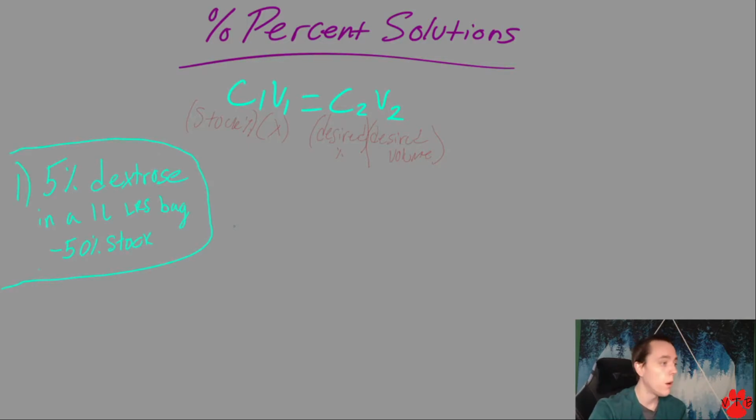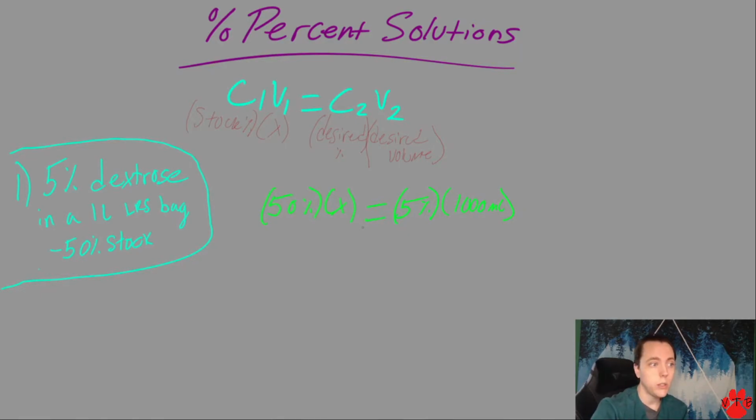Alright, the classic problem. We want 5% dextrose in a 1 liter bag of LRS, and we have a 50% stock solution, because typically that's what dextrose comes as, 50% dextrose. So if we set up our equation as C1V1 equals C2V2, C1 represents our stock, so that's 50%. V1 still represents X. C2 represents our desired percentage, which is 5%. And V2 represents our desired volume, which is 1 liter, 1,000 mLs.